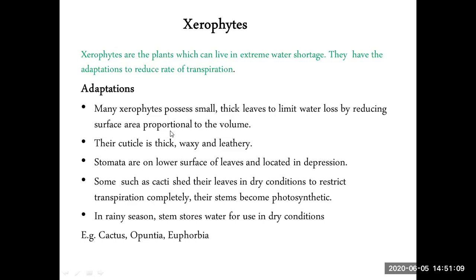They have many more adaptations which reduce the rate of transpiration, but we restrict ourselves according to our textbook.